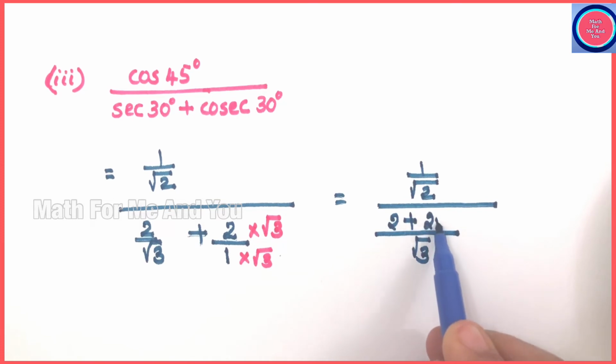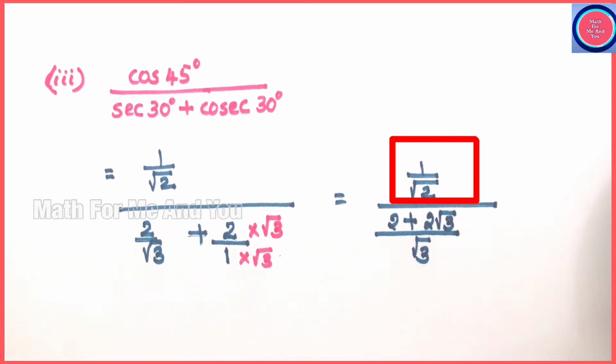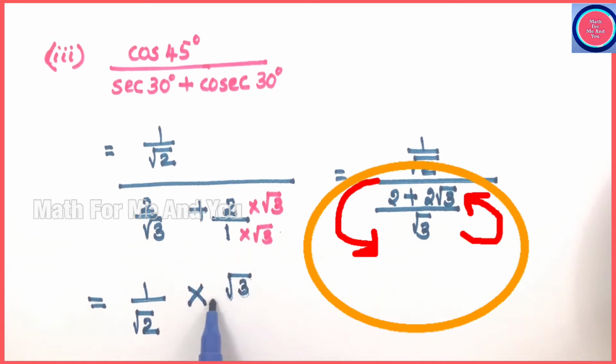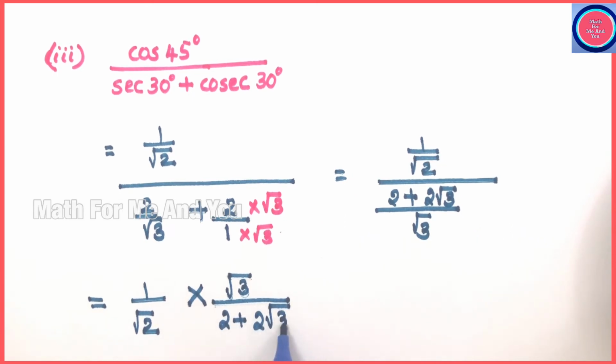And then we can see here a fraction divide by another fraction. How to divide two fractions? The first fraction we have to write the same and division change with multiplication, and the second fraction we have to write the reciprocal. So here we will write 1 by root 2 same as it is. This is the first fraction we write without having any change. Division we change with opposite multiplication. So the second fraction we write the reciprocal root 3 divided by 2 plus 2 root 3.